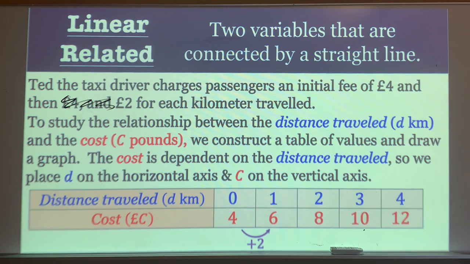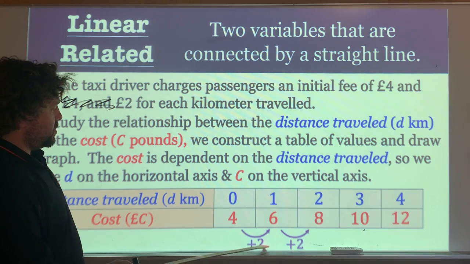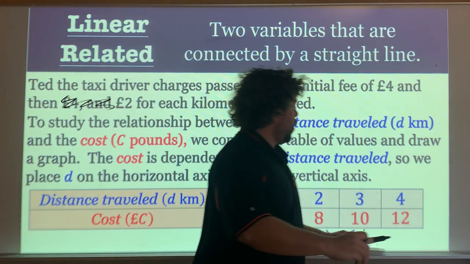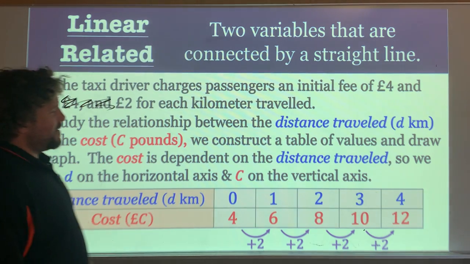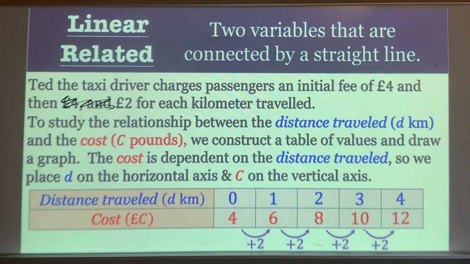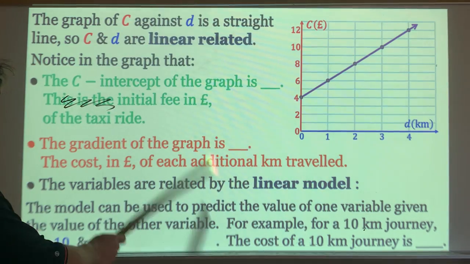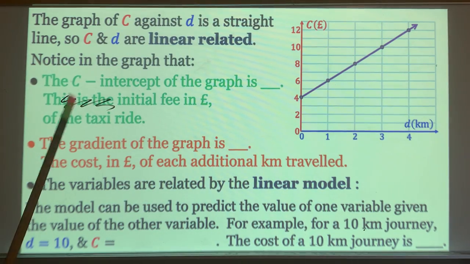What are you doing? You're adding 2 pounds each time. So 4 plus 2 pounds is 6, plus 2 pounds is 8, plus 2 pounds is 10. And that right there would be your gradient, or your slope, of your linear graph. The 4 would be your, we'll get to that in a second.